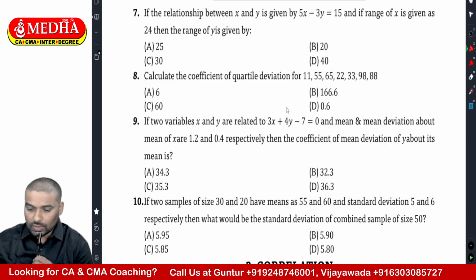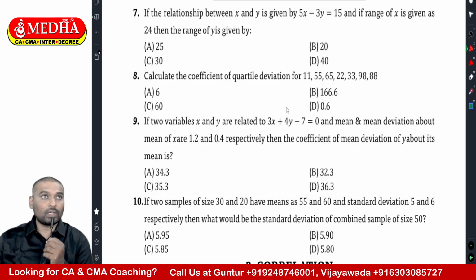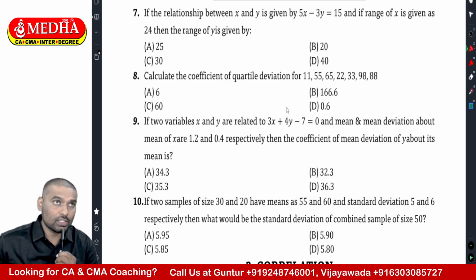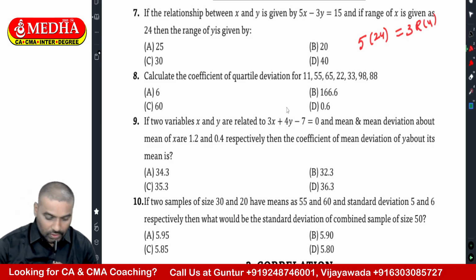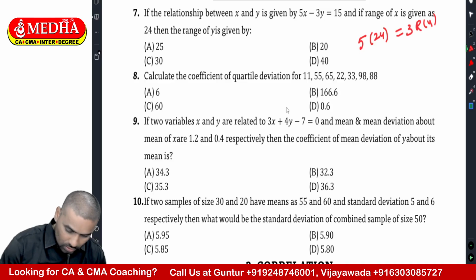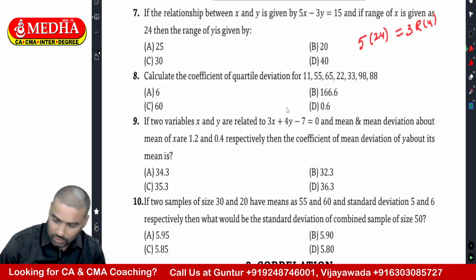In that, the first one is: if the relationship between x and y is given by 5x minus 3y is equal to 15 and the range of x is given as 24, then what is the range of y? So 5 into range of x, which is given as 24, is equal to 3 into range of y. So 24 into 5, its value is 120.